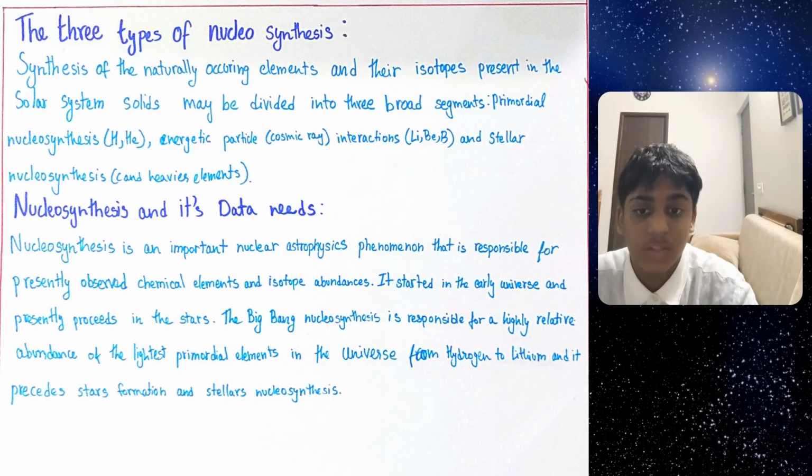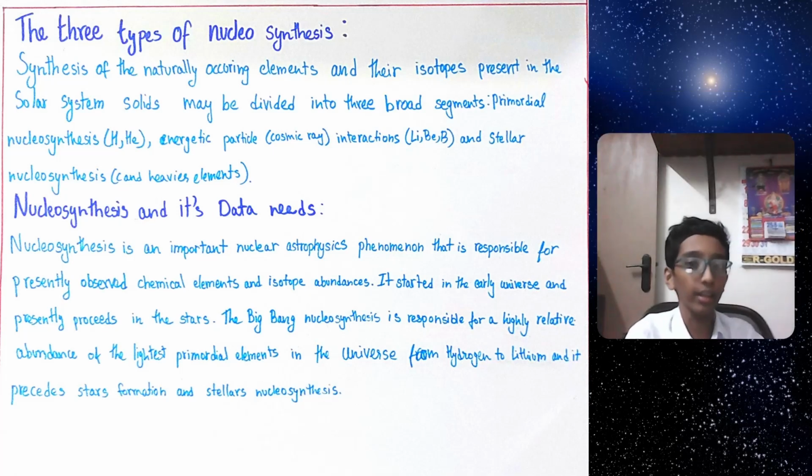Three types of nucleosynthesis. This synthesis produces naturally occurring elements whose nuclei are present in the solar system. It is divided into three types: primordial nucleosynthesis, energetic particle nucleosynthesis, and stellar nucleosynthesis. Primordial nucleosynthesis is the production of the lightest nuclei, those of hydrogen. Energetic particles are high energy particles coming from the sun. Stellar nucleosynthesis is the creation of chemical elements by nuclear fusion reactions within stars.